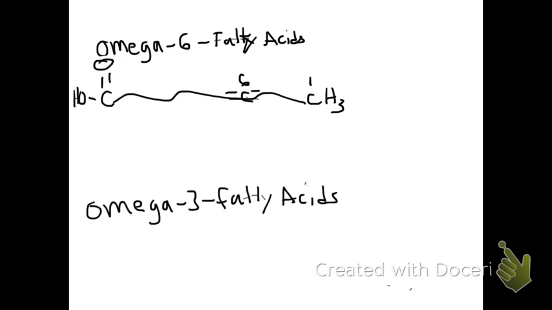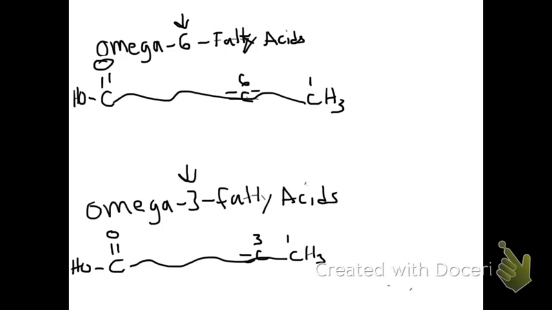Omega-3 is the same way. You're going to have your OH. You're going to have that hydrocarbon chain. You're going to have the CH3, that's carbon 1. But the first double bond is going to be found on carbon 3. The third, in other words, the third carbon from the end. And for omega-6, it's the sixth carbon from the end of the chain. So that's where we get the 3 and the 6 from, is where the first double bond is from the end of the chain. Alright?